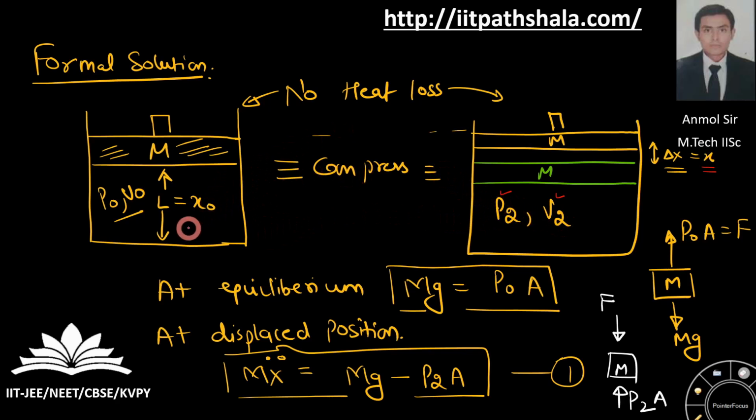Now at the equilibrium position, you have to write the following equation: mg is equal to P0 A, as per the formal solution requirement, and then you have to write the equation at the displaced position itself. At equilibrium position, the weight of mass m is balanced by the force exerted by the gas inside, which is P0 into A. Force is nothing but pressure into area. So this is my equation at equilibrium, and at the displaced position I am applying a small force F, which is balanced by P2 A, the changed pressure and the area.